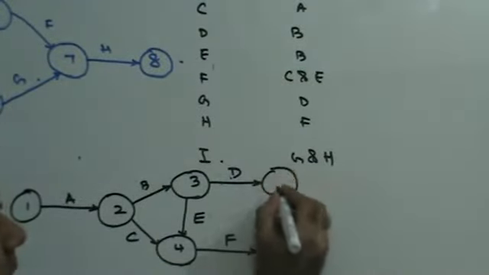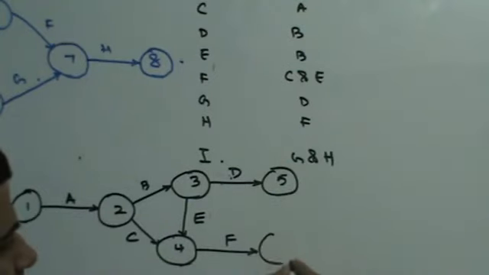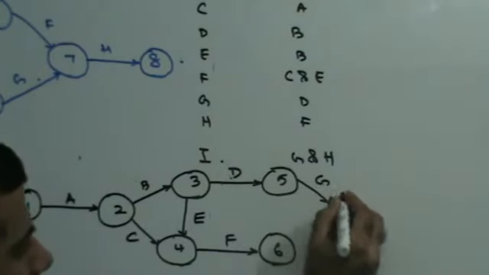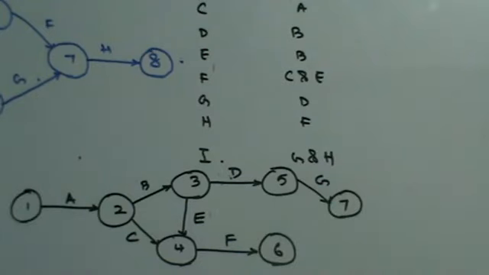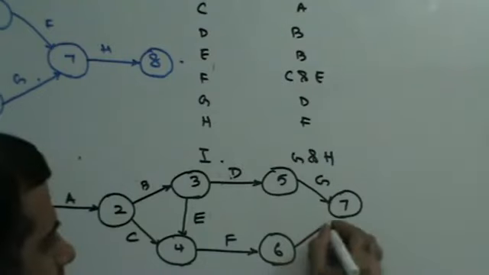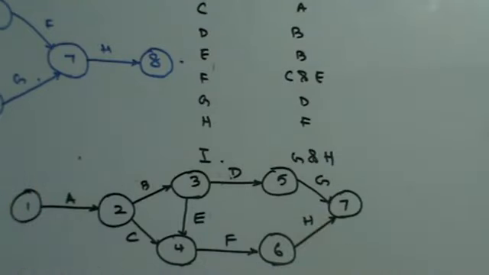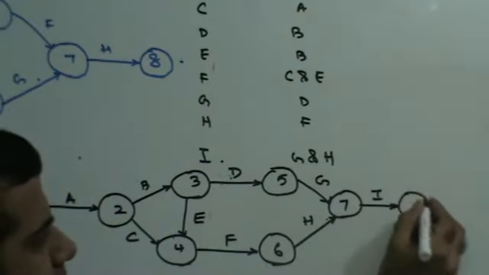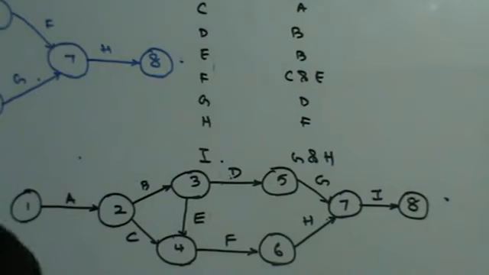Now let's see this. This is 5 and 6. Now after D you have G. After F you have H. G and H combine to give you I. So that will be your network diagram for this, right? Do we get this thing clear?